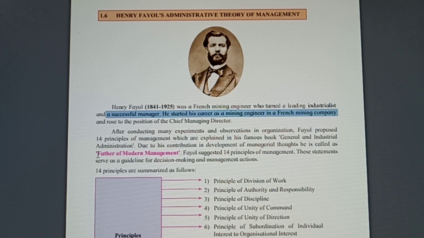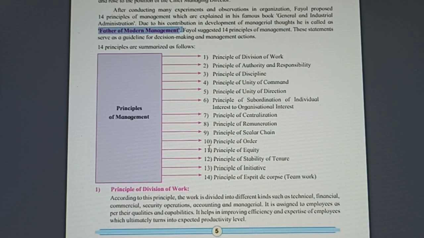He is also known as, see here it is given in bold letters, the father of modern management. As you have seen in economics, Adam Smith is called the father of economics. Here Henry Fayol is called the father of modern management because his theories are universally accepted all over the world. So let us see what were his 14 principles of management.